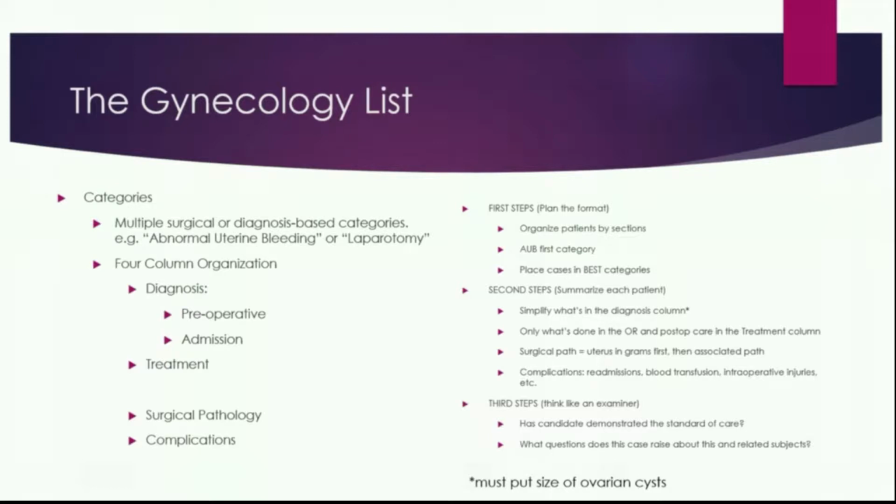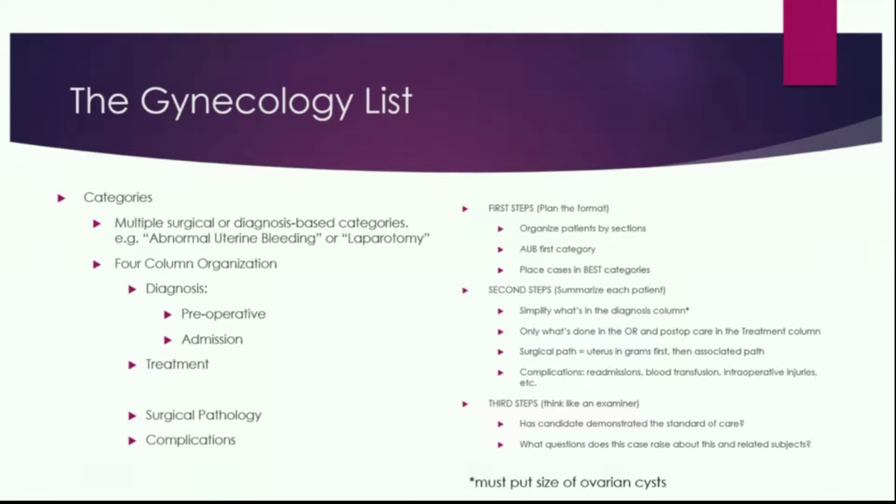The first step: plan the format, organize patients by section. Abnormal uterine bleeding is the first category. Again, place cases in the best categories. You might have a patient with abnormal uterine bleeding who also had a fibroid, and you did a laparotomy. You have 3 different columns you can place this patient in, but place the patient in the best category.